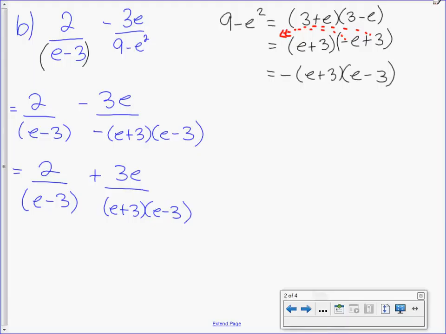So I know e minus 3 can't be 0, and then I know e plus 3 can't be 0. And then my last part, e minus 3 can't be 0. Well, I've already written that down, so I only need to do that once. So this means that e can't be 3. And then this one means e can't be negative 3.